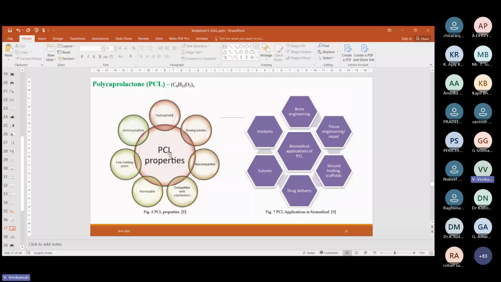And as Sreekanth sir discussed, polycaprolactone can be used as a suture material, which can degrade in the human body after some time. This material is used in many biomedical applications, like fabrication of implants, bone tissue engineering products, tissue repair, wound healing applications, wound patches, drug delivery systems, and sutures. Likewise, there are many applications where polycaprolactone has been used. With this information, I would like to work on my further research with polycaprolactone as the base material.